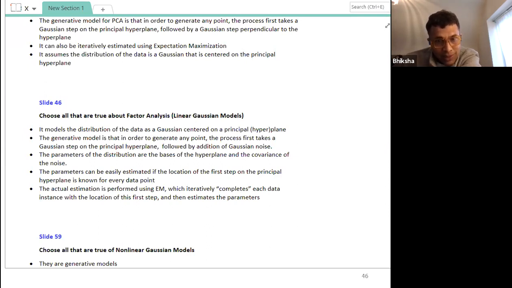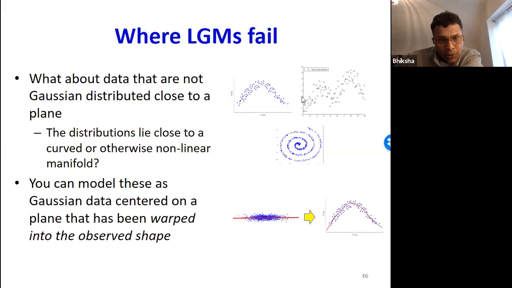The parameters can be estimated if you knew the location of the first step on the principal hyperplane in the generative process for every data point. Unfortunately, you don't know it. So the EM solution iteratively completes each data instance by filling in the location of this first step on the principal hyperplane, and then using that to estimate the parameters. And then once you estimate the parameters, you repeat the process by using the parameters to go back and re-estimate or refill in the locations on the hyperplane. So that's the whole process, right?